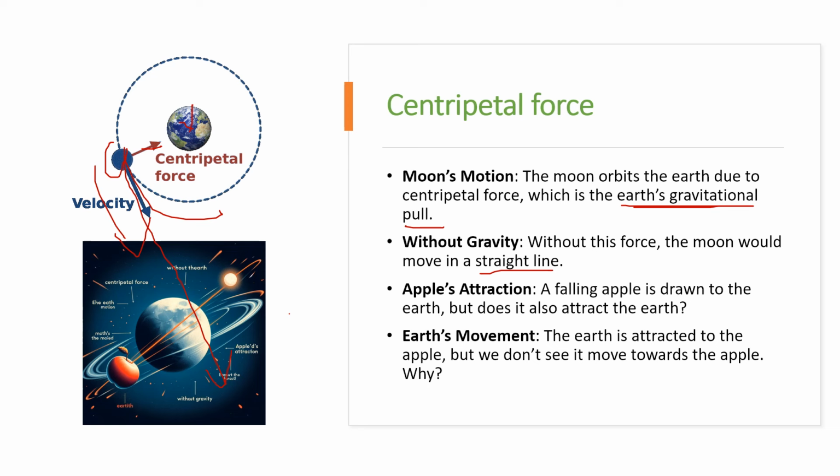The way the apple is attracted to the earth, the earth is also getting attracted to the apple, because it's mutual, according to Newton's law, right? But we don't see the earth moving towards the apple, whereas I see the apple moving towards the earth. Why? We need to understand that. We'll cover it in the next slides.